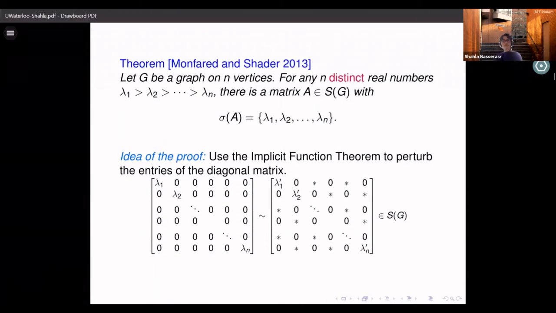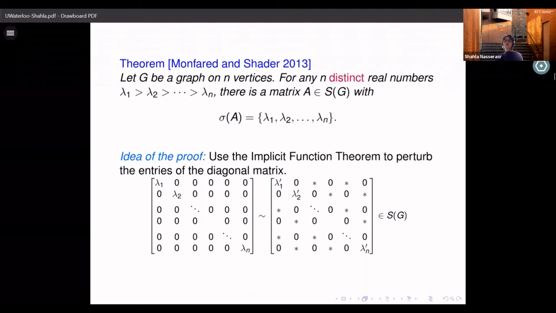So let me mention this nice result here by Monfort and Shader. That says if we have a graph on n vertices, and if we take n distinct real values, then they are going to be the spectrum of a matrix corresponding to that graph. So the authors use the implicit function theorem for this. Basically, they start with a diagonal matrix where all of the diagonal entries are distinct, and they perform the process from the implicit function theorem to perturb some of the entries so that they get any pattern that they want.